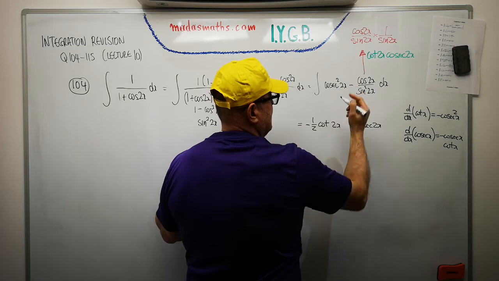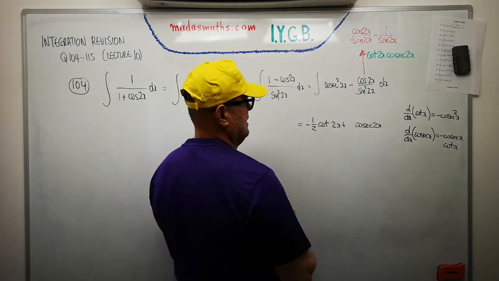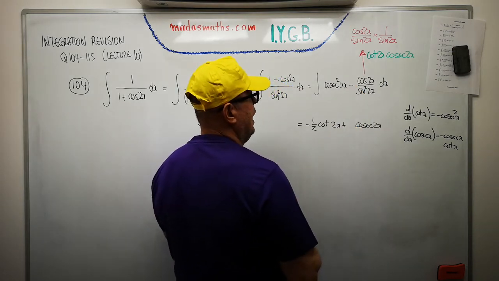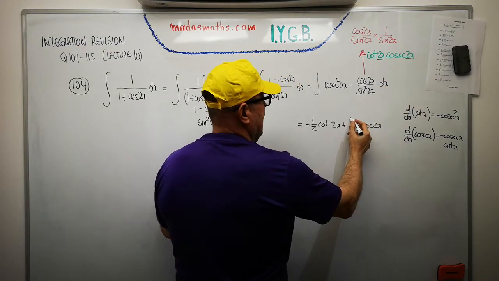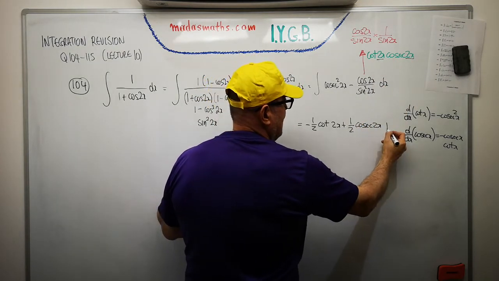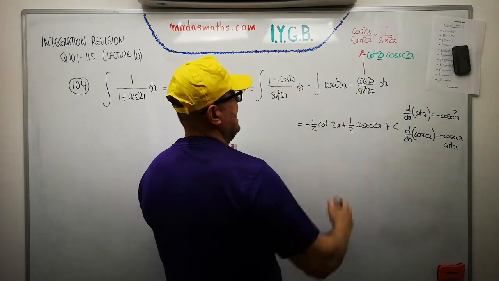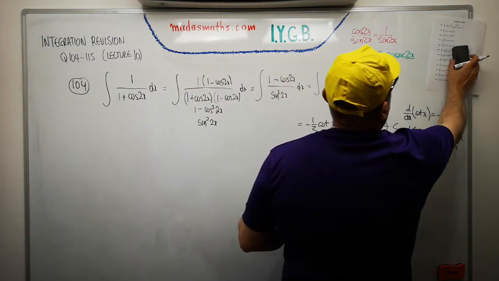It's not there, but it is there, so I need to start with a plus. It also produces a times 2 because the argument is 2x in there, and therefore I need a half to cancel it, plus c. So this is the answer to this particular integral.